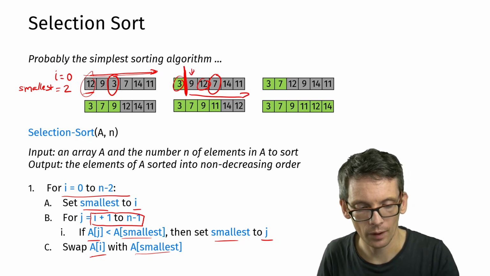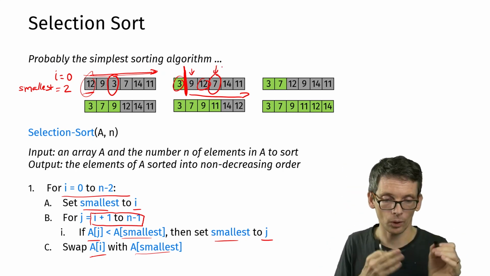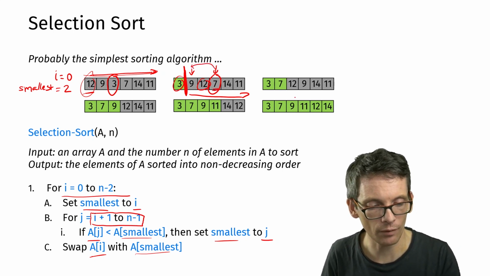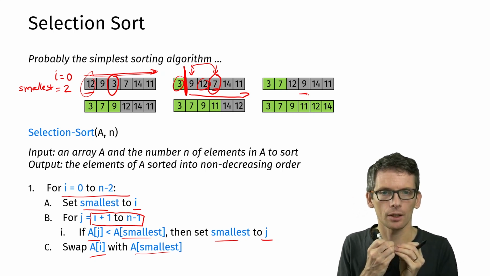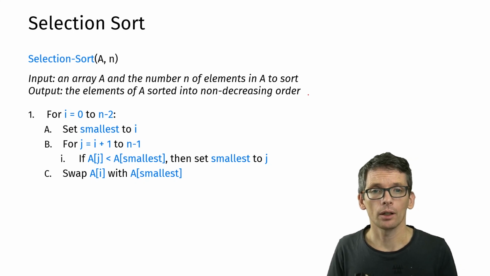So i is now 1, so I have the 9 here. I find the index corresponding to the smallest remaining number, that would be 7. I swap, the 7 goes here, the 9 goes there, and so on. This is selection sort. How do we prove correctness of selection sort?